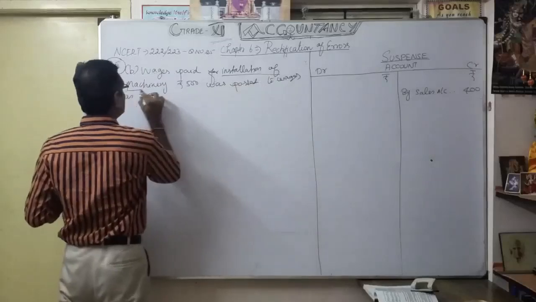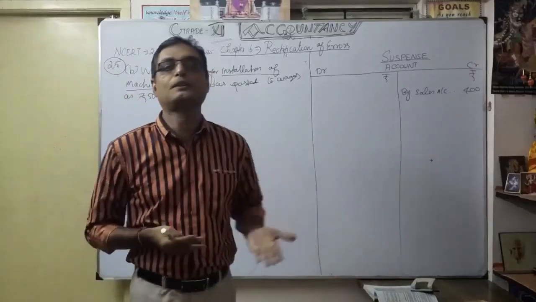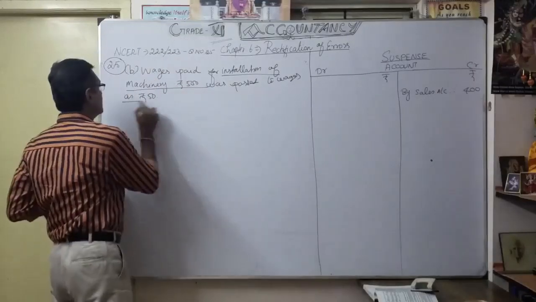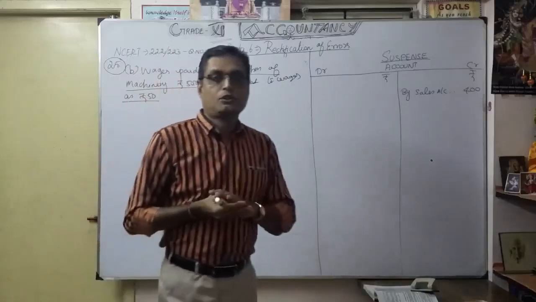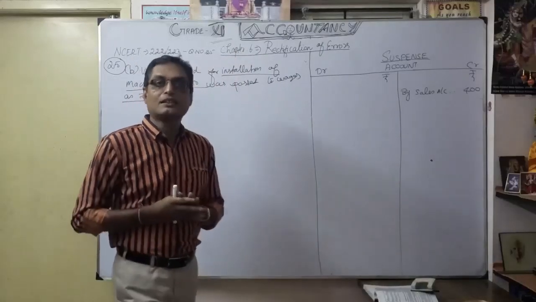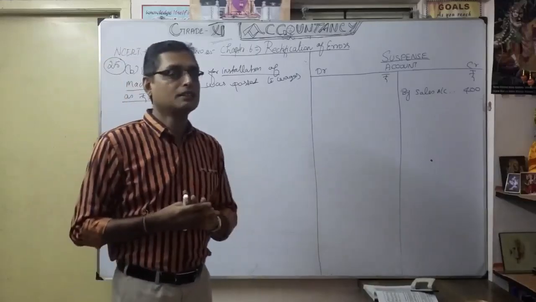So now let's see. Actually, wages paid for installation of machinery. The amount paid for machinery comes under what? This is capital expenditure. But they posted to the wages account only 50. So that is wrong. They considered it as revenue expenditure. So what type of error? This comes under error of principle, because the allocation of expenditure was wrongly posted.